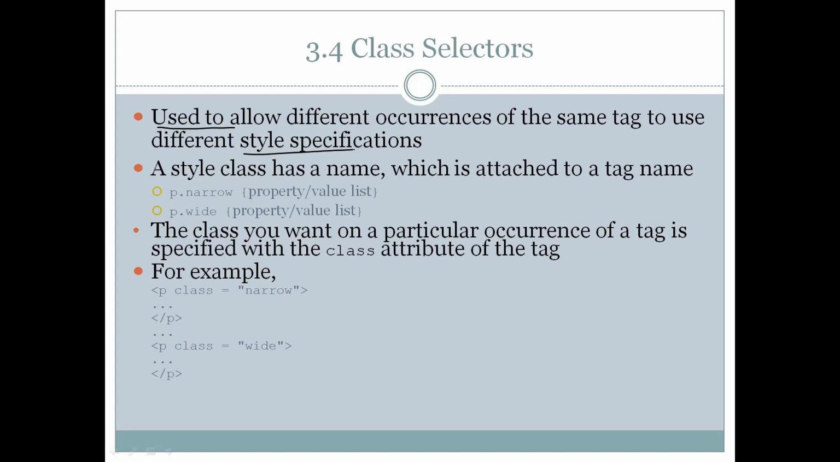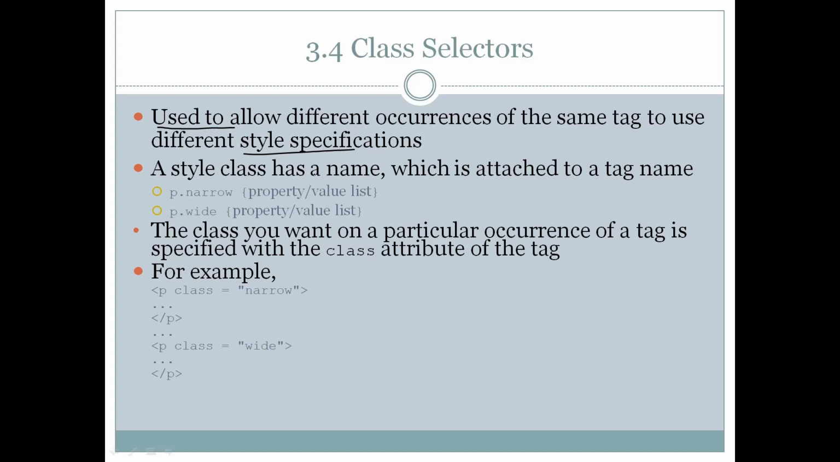If I use a simple selector, say h1 in brackets color colon blue, then blue color is applied to all the h1s. And the solution to this is using a class selector. Now how a class selector can be created, you can see here.